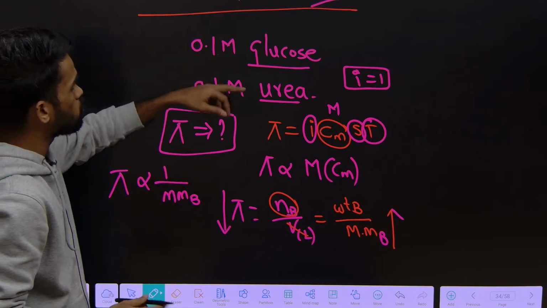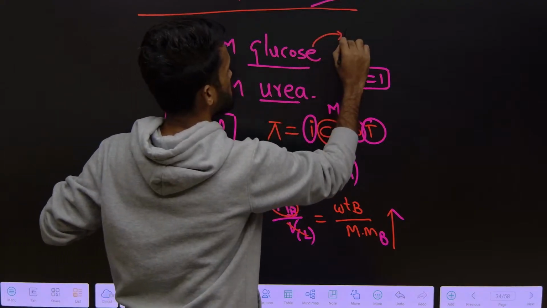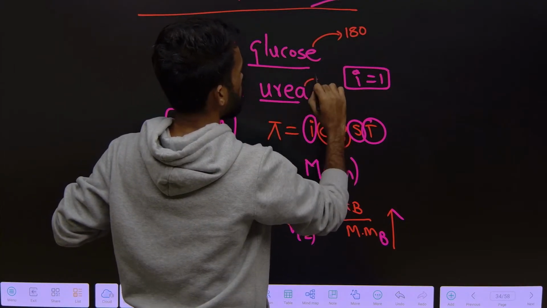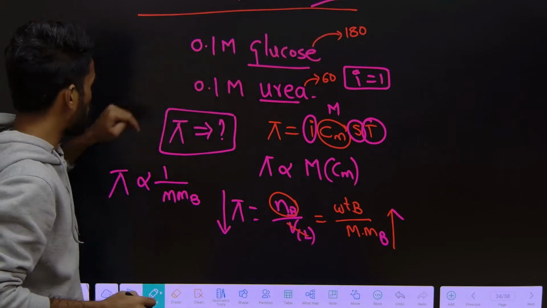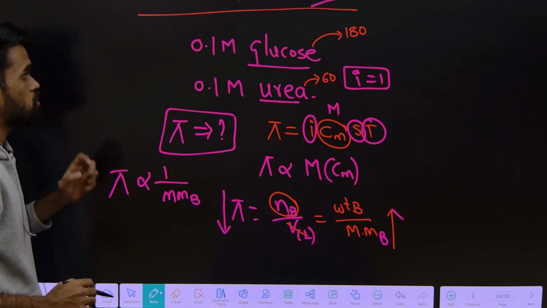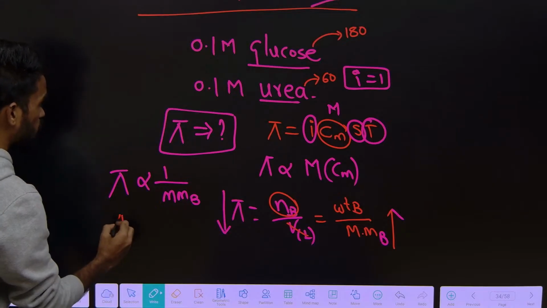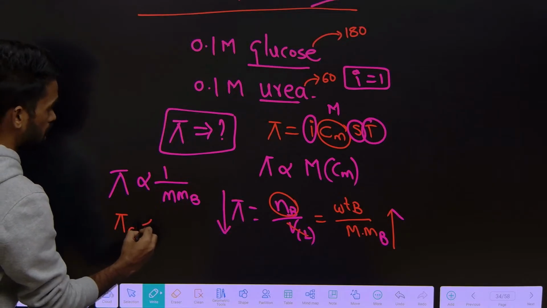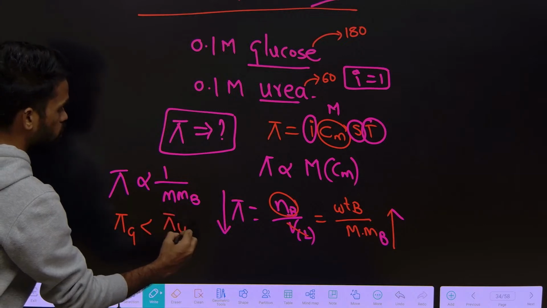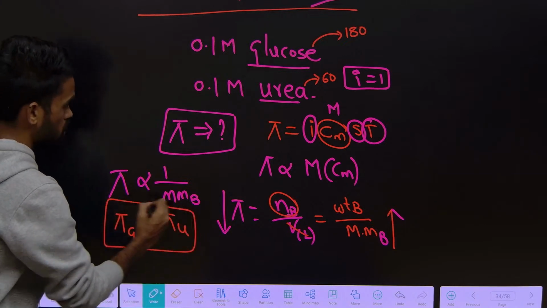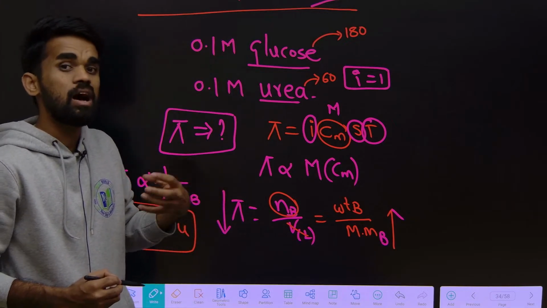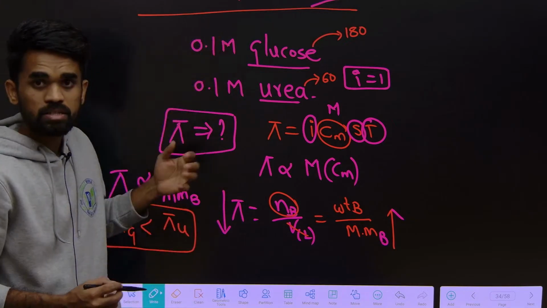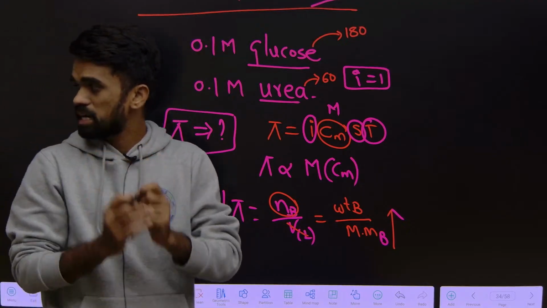Out of these two, we know glucose molar mass is 180 grams and urea molar mass is just 60 grams. The more the molar mass, the lower will be the colligative property. So the osmotic pressure of glucose will be less than the osmotic pressure of urea. That's it. I hope you got the concept, and in what way they can ask us questions on these colligative properties. Hope this is clear, right?